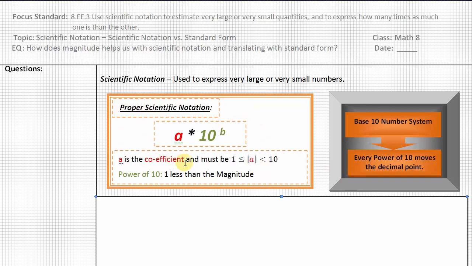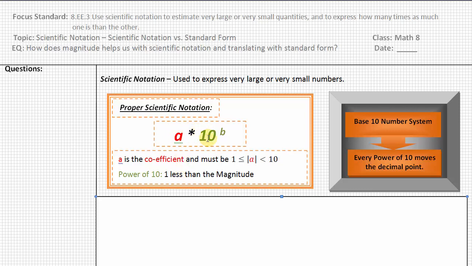So here's our proper scientific notation. It's always written as the product of two factors. The first, which we're representing with the variable a, is the coefficient, and it must be written in the form where a is greater than or equal to 1, but less than 10. So it can't have a place value greater than 1. It can have as many decimals as needed, but it can only have a digit in the whole number ones place. It can't go past that.